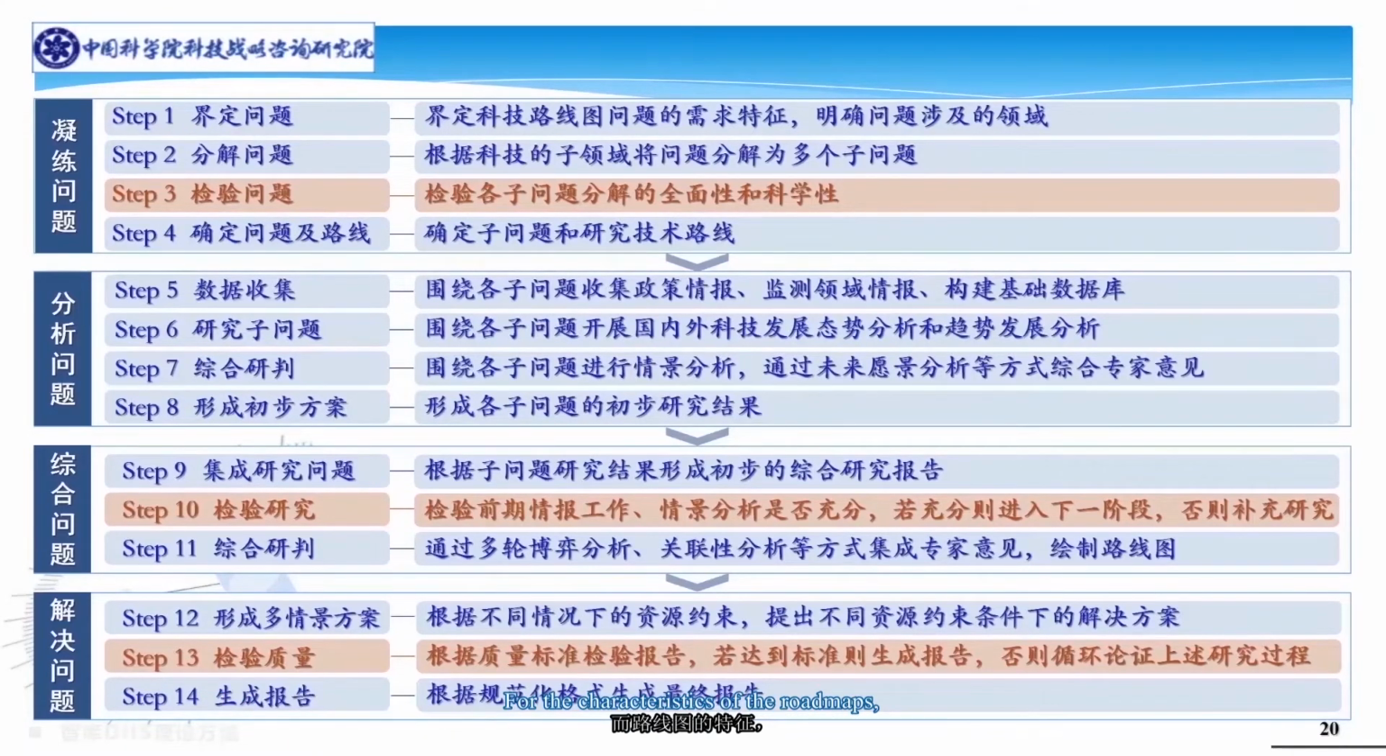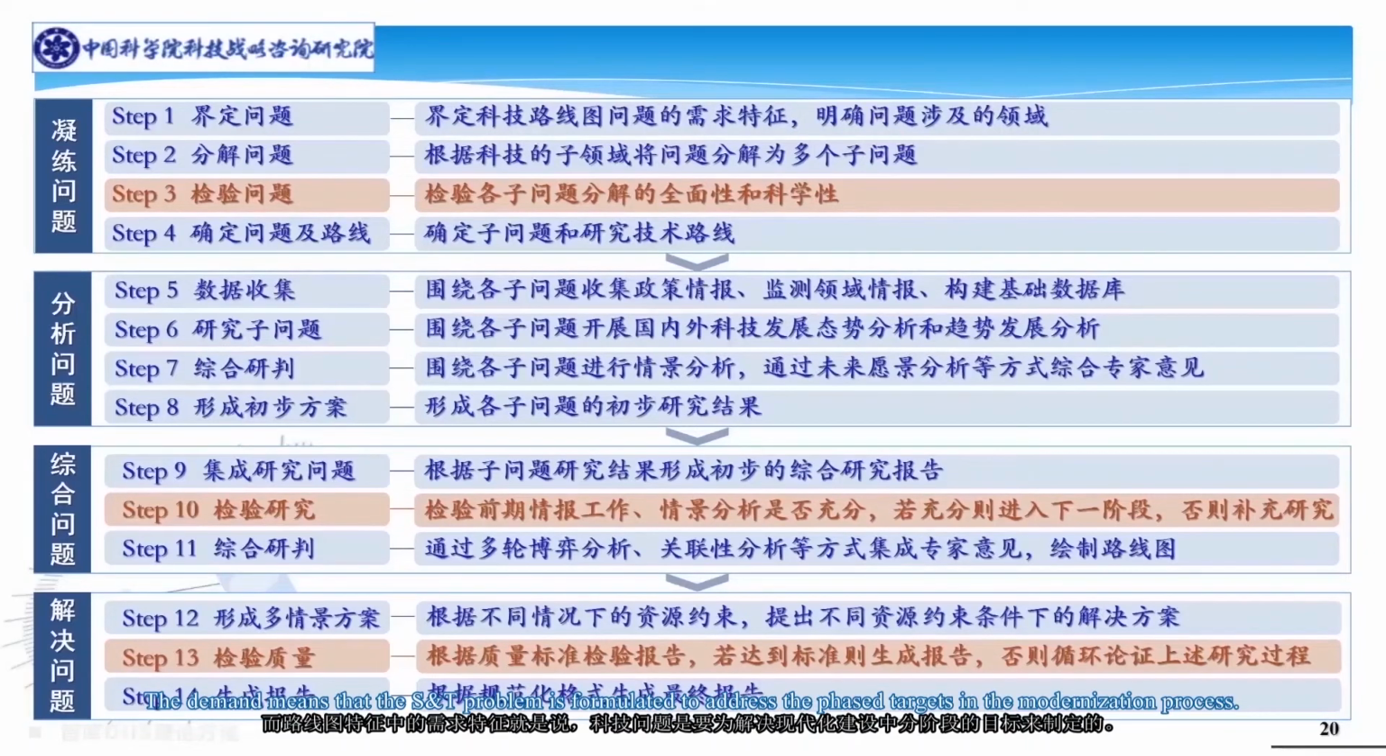For the characteristics of the roadmaps, because it's a long period of study, nearly 50 years in the future, we should describe its trend in the long term, direction in the medium term, and focus in the near term. This is the feature of the roadmaps. The demand means that the science and technology problem is formulated to address the faced targets in the modernization process.